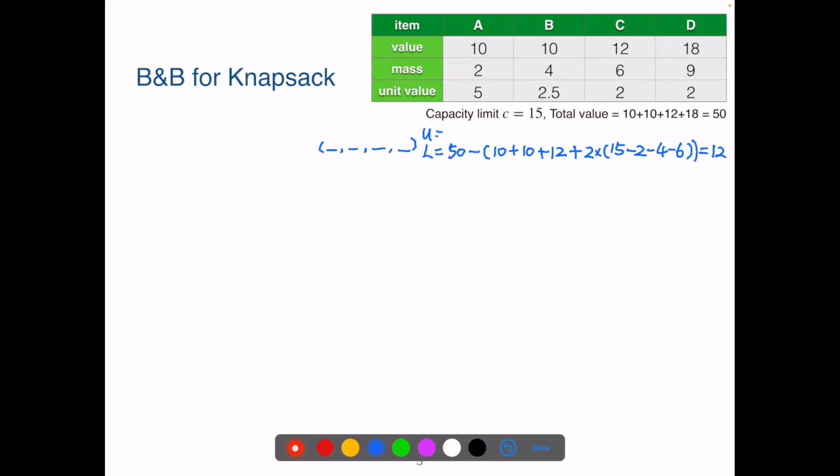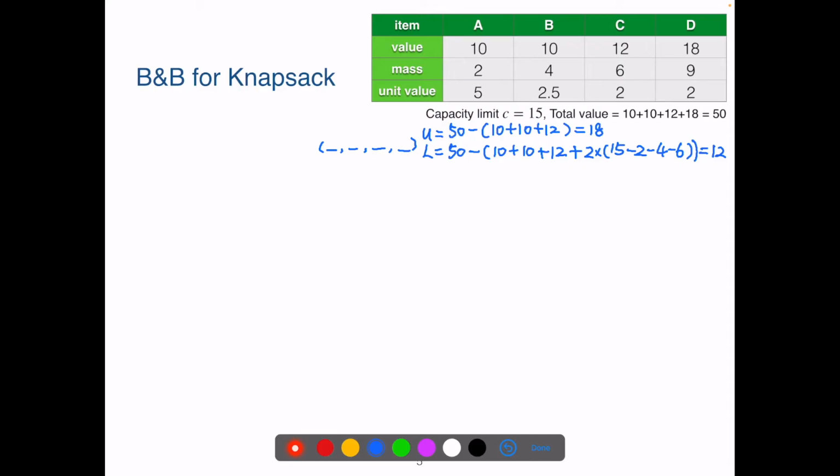We can use the similar greedy heuristic without taking fractions of an item. So this is the total possible value, 50, and we take entire A, entire B, and entire C. Can we take entire D? No, we cannot. So that's all we can take. And then this will give us the value of 18. That's the upper bound. Okay, so these lower and upper bounds are the initial global lower and upper bounds.